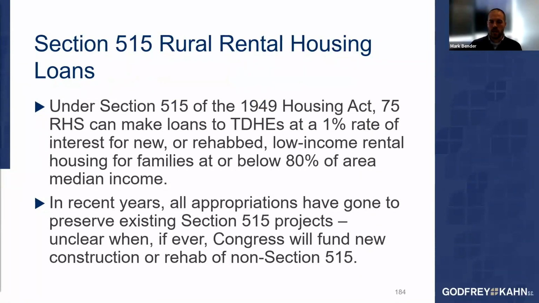So the next program we'll touch on is the U.S. Department of Agriculture's Rural Development Section 515 Multifamily Rural Rental Housing Loan Program. Under Section 515 of the 1949 Housing Act, the Rural Housing Service of Rural Development can make loans to the tribally designated housing entities, the TDHEs, at a 1% interest rate for new or rehabilitated low-income rental housing for families whose income doesn't exceed 80% of AMI, or the area median income.